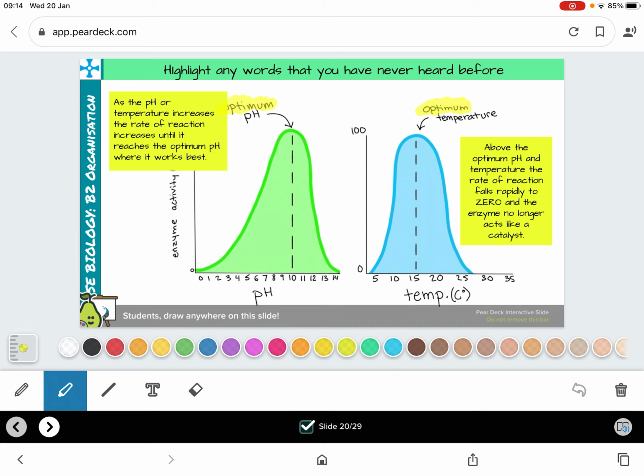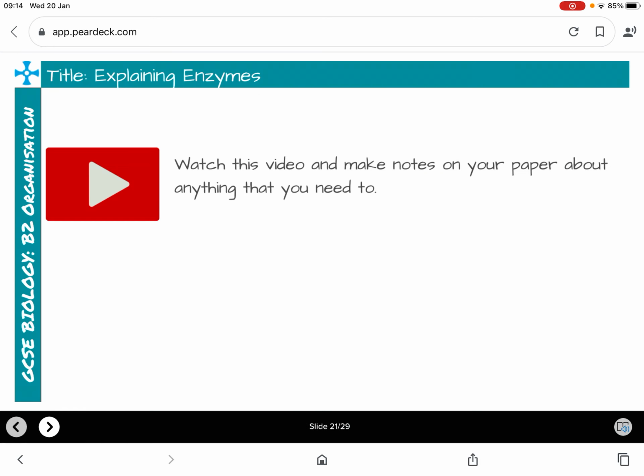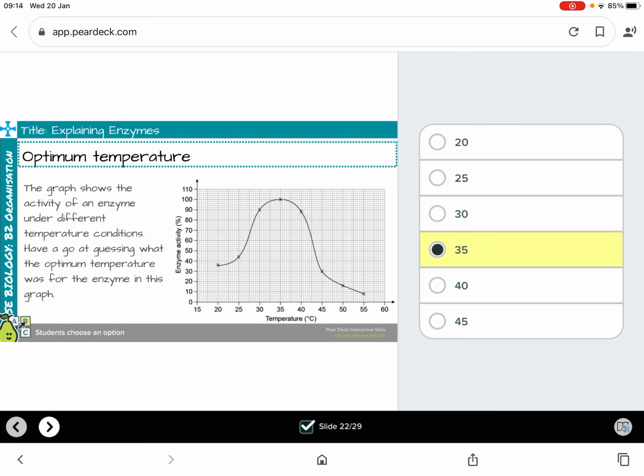Okay, so here was another video, enzyme video, just to recap everything we've done. I hope you watched that video. And then there were some questions. So this graph shows the activity of an enzyme under different temperature conditions. What is the optimum temperature? So we're looking on the graph for the highest point. And if you look for that highest point and draw a dashed line down, you would see that the optimum was 35 degrees Celsius.